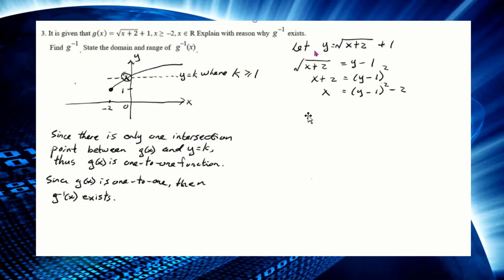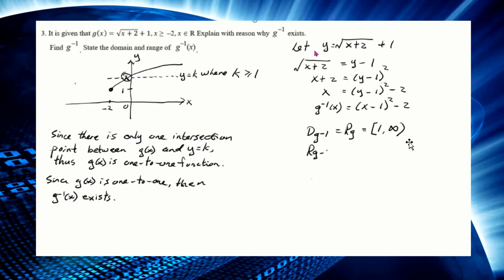Then after that, we rewrite this in the inverse function form. So the inverse of g is equal to (x minus 1) squared minus 2. Generally, this is the inverse function for g, but this is not the final answer because we always need to confirm the domain of this inverse function based on the range of the original function. So we can use the formula where the domain of inverse g is the same as the range of g. From the graph here, we can see that the range of g is greater than or equal to 1. So therefore, the domain of this inverse g is also x greater than or equal to 1.